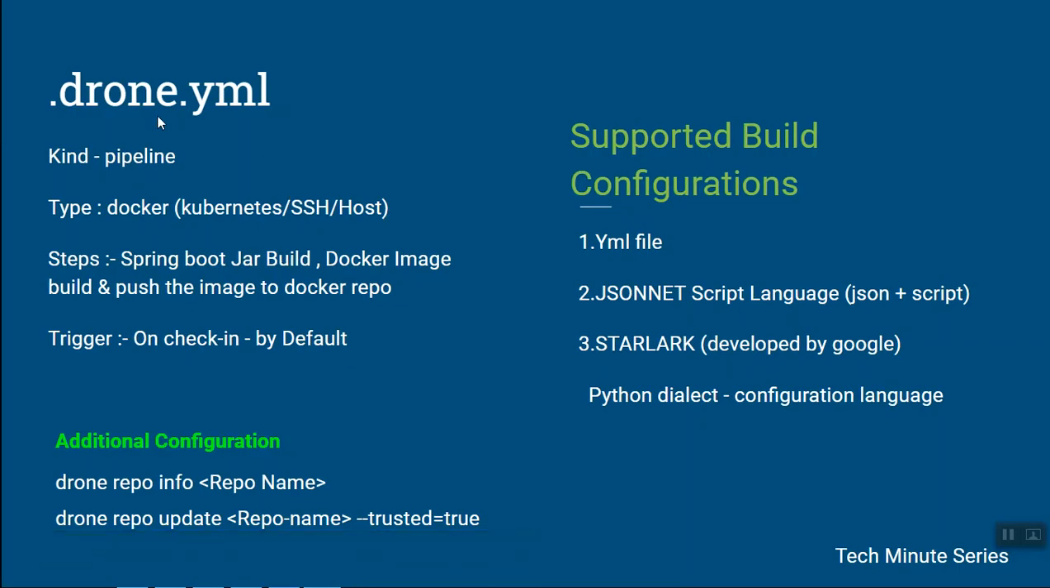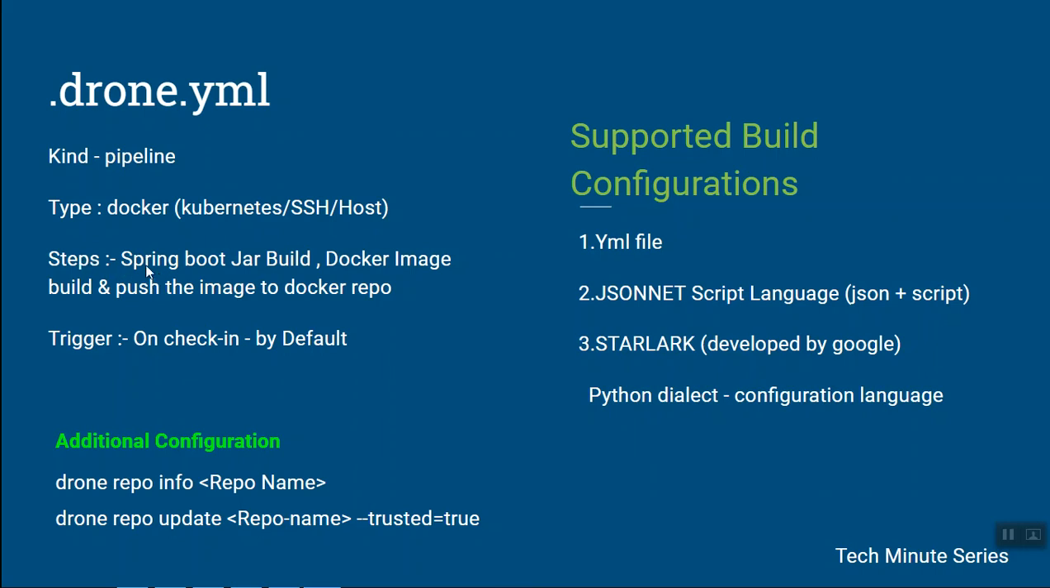What is the drone.yml file? In the drone.yml file, we have to enclose the build steps. The build will trigger based on the steps we have mentioned in the YAML file. First, the default one is we need to mention the kind. It should be the pipeline. Then the type, whether it is Docker, Kubernetes, SSH, or host, which means where the build will take place. The build will take place inside Docker, or in a Kubernetes pod, or it will be executed on the remote host, or in the Drone server itself.